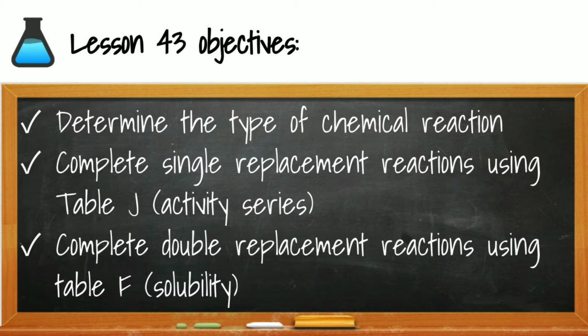In this lesson, you will determine the type of chemical reaction presented. We are going to look in depth and be able to complete single replacement reactions using the help of reference table J, the activity series, and complete double reactions using the help of reference table F, solubility guidelines. Let's get started.